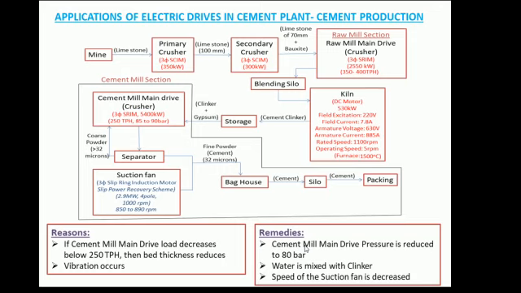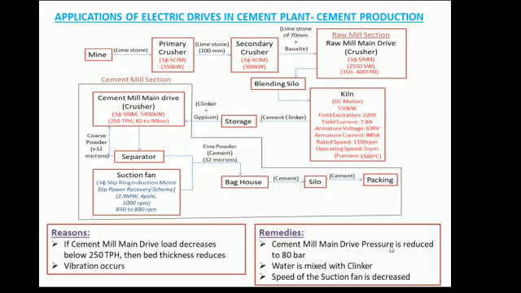So in order to avoid this vibration, 3 remedial measures are taken in a sequential manner. First remedial measure is they used to reduce the pressure of this cement mill main drive to 80 bar. This is our cement mill main drive. It operates at a pressure of 85 to 90 bar. Usually, the working pressure applies whenever your clinker and gypsum mixture is more than or equal to 250 tons per hour. But now it is less than 250 tons per hour, so we have to reduce the working pressure of this cement mill main drive from 85 to 80 bar, and then they will see whether the vibration is reduced or not.